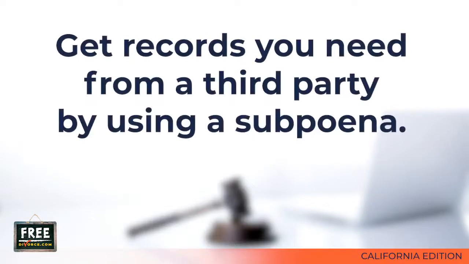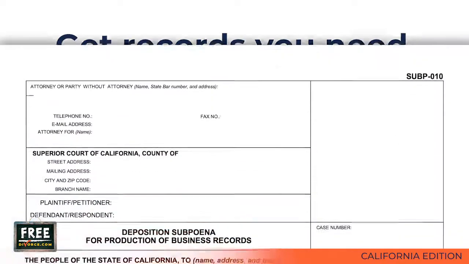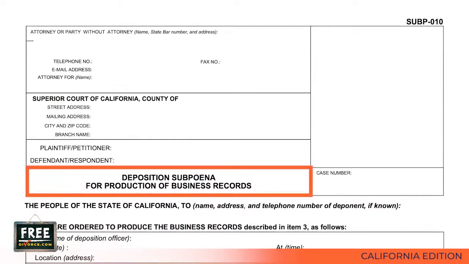What if there are records or documents that I need in order to prepare my case for trial, but the records or documents are not in the possession of my spouse, but are in the possession of a third party? How do I get copies of those records? You use a deposition subpoena for production of business records.